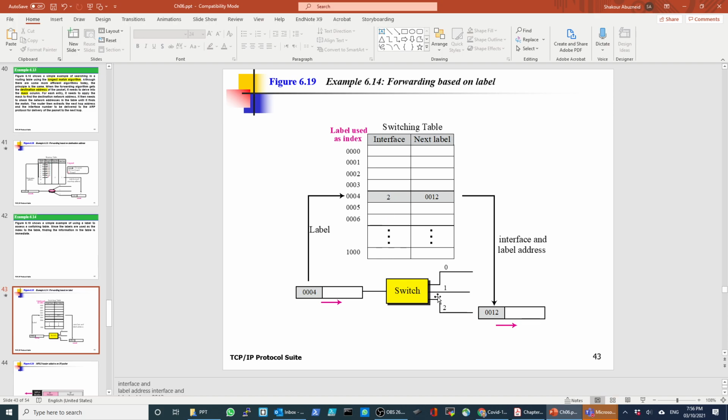So we're going to go to interface 2. And it says the next label will be 0012. Then this will go to the same thing in here and we'll look for this label in the next round, in the next label. So this is based on the label. So since the label is used as index to the table, finding the information in the table is immediate. So now we don't look for the slash, we look for the label. We include the label on the packet.